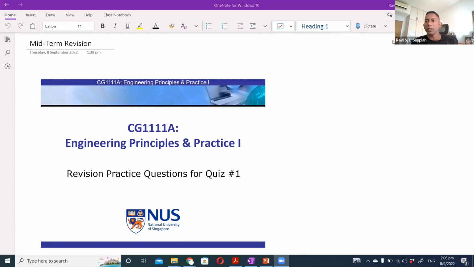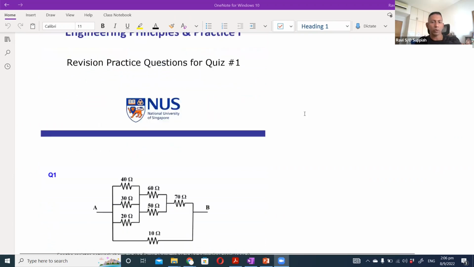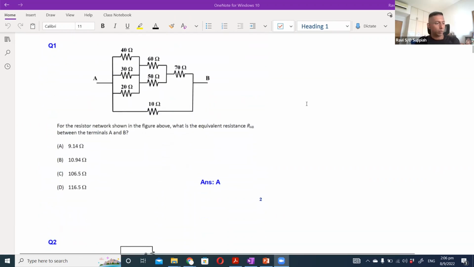Okay, so all these questions that you see are from the past year midterms. These are the exact questions that your seniors have sort of solved during their midterm. All right, so it gives you a good gauge on what we've been asking and what kind of concepts you're expected to know. Okay, so let's start with question 1.